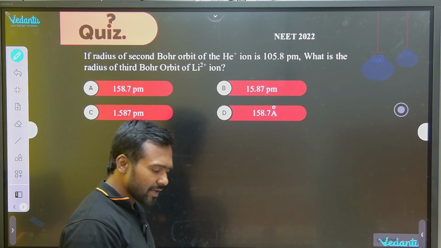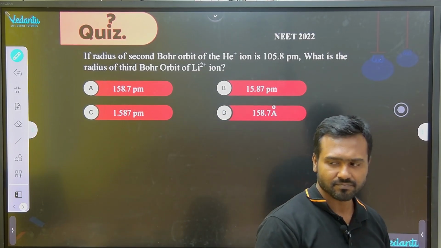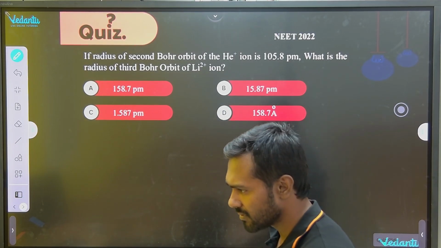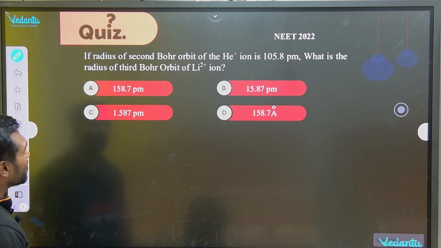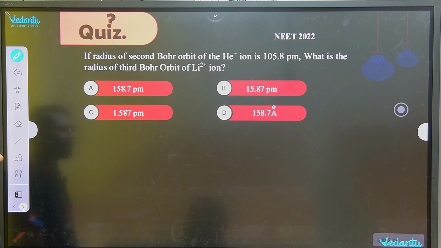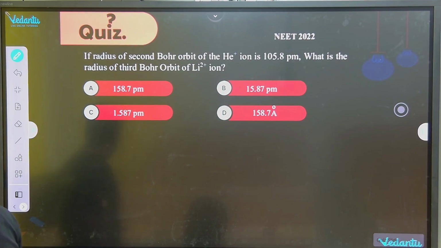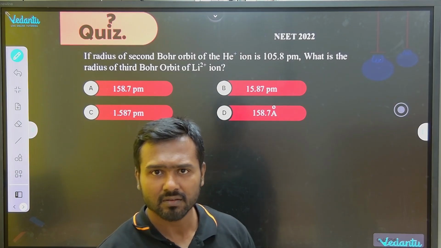This is NEET 2022 question. If the radius of second Bohr orbit of the helium plus ion is, this is second orbit, given as 105.8 picometers.